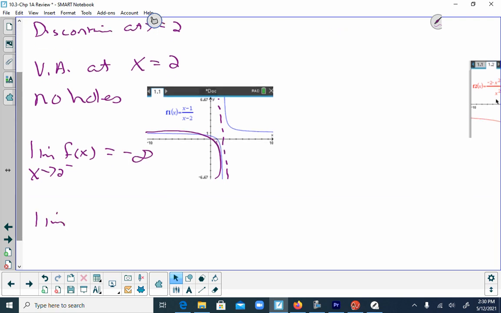The limit of f of x as x approaches 2 from the right, which means I'm coming from this direction, is going to go to positive infinity. So that's how I'm going to do that one.